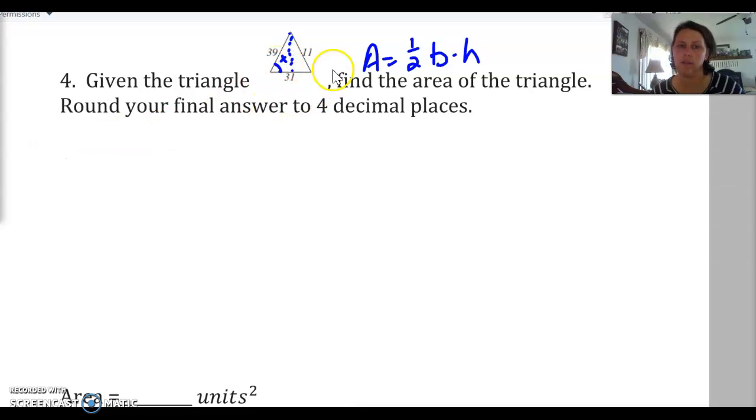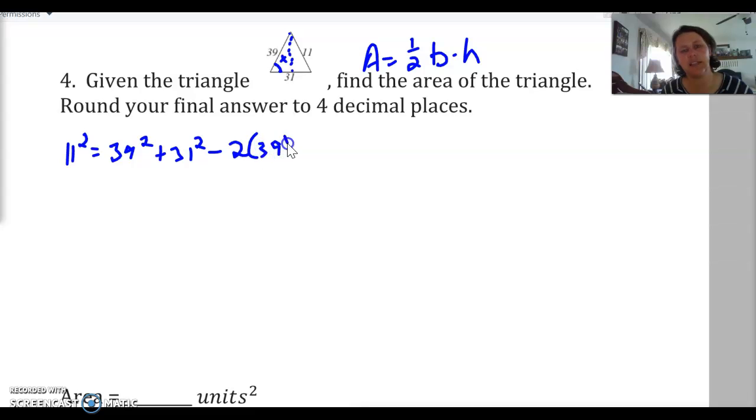But using the law of cosines, we can easily find that angle. So let's say we have 11 squared is equal to the other two sides squared minus 2 times the other two sides again. So 39 and 31, sorry. And then cosine of the one that we're missing. So let's call it C. Okay, so cosine of C.